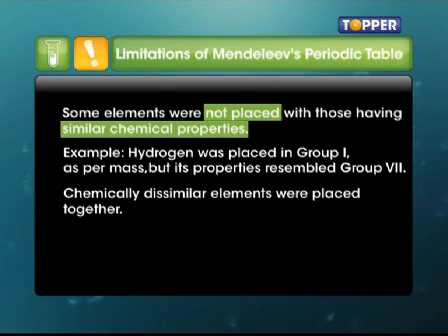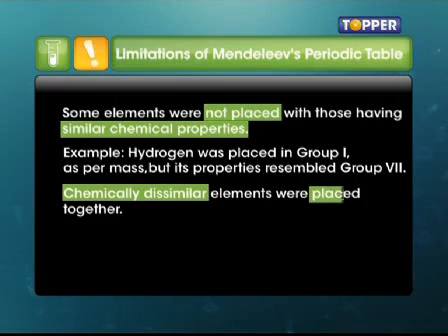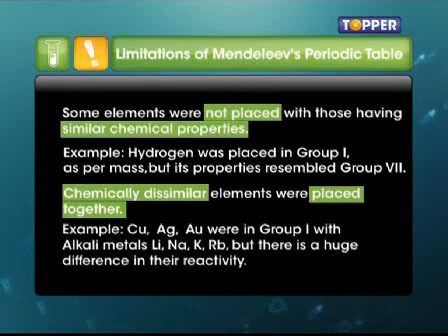In other cases, chemically dissimilar elements were placed together. For example, copper, silver and gold are placed in group 1 along with alkali metals lithium, sodium, potassium, rubidium, but there is a huge difference in their reactivity.